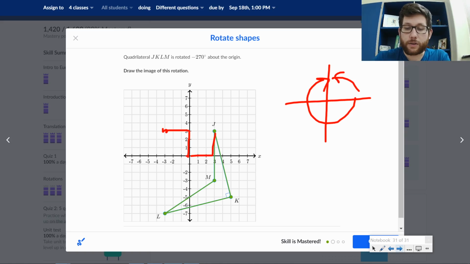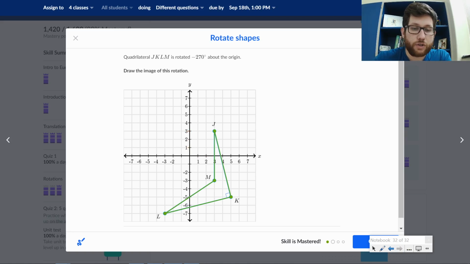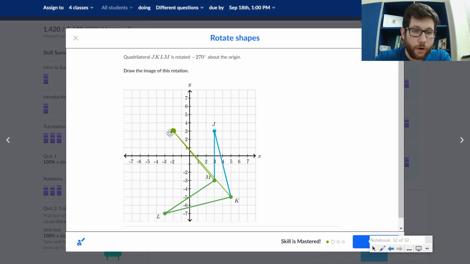So let's clear this off and let's take a look. This J should go over here somewhere. And the M point is not liking that at all, but we'll just kind of move it over there. All right. So that's the J spot. Let's do our M spot next, since that's kind of giving me a problem here.